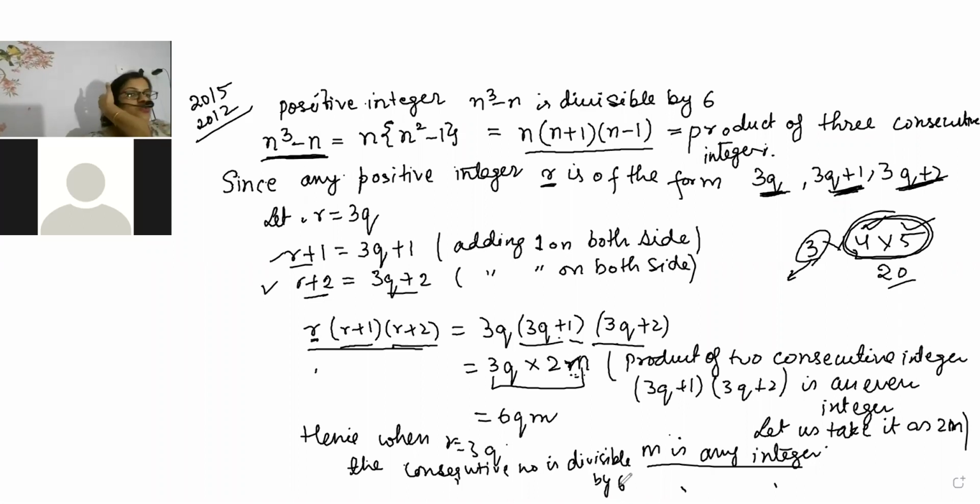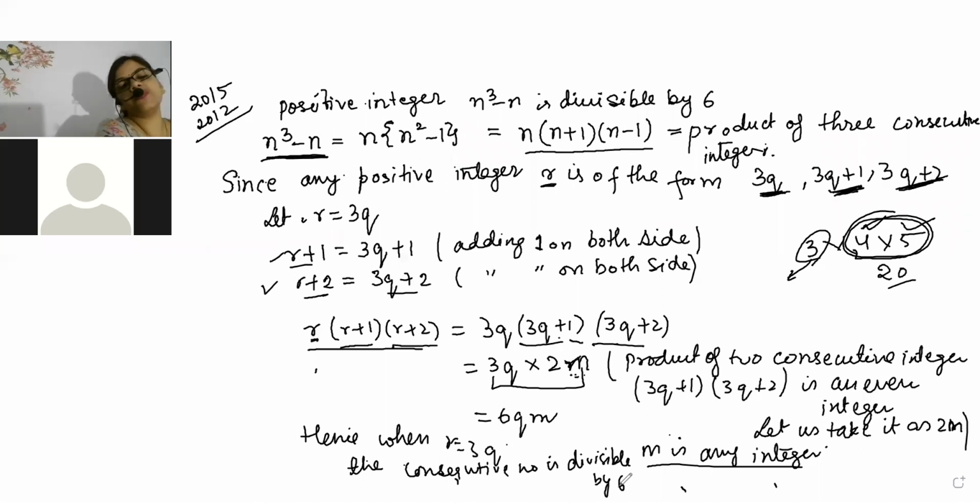Now beta, we are not going to take r is equal to 3q this time. We are going to take r is equal to 3q plus 1. Let's see how to solve that section. Till here everybody understood?